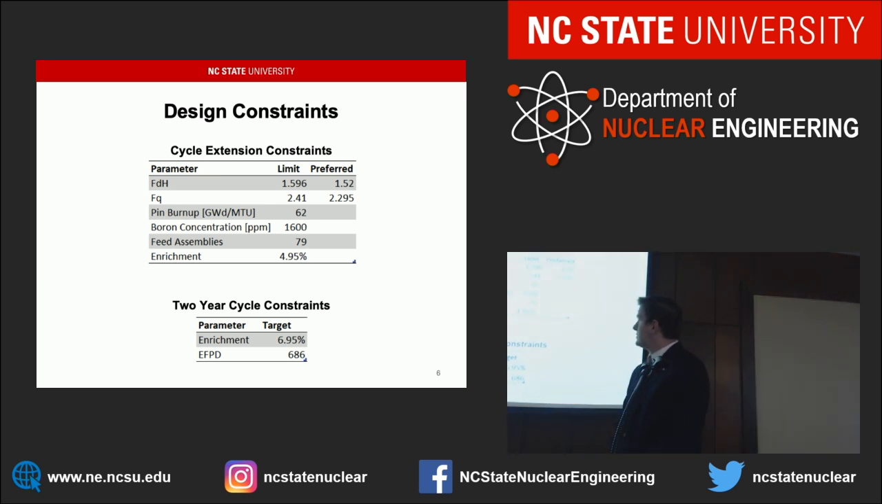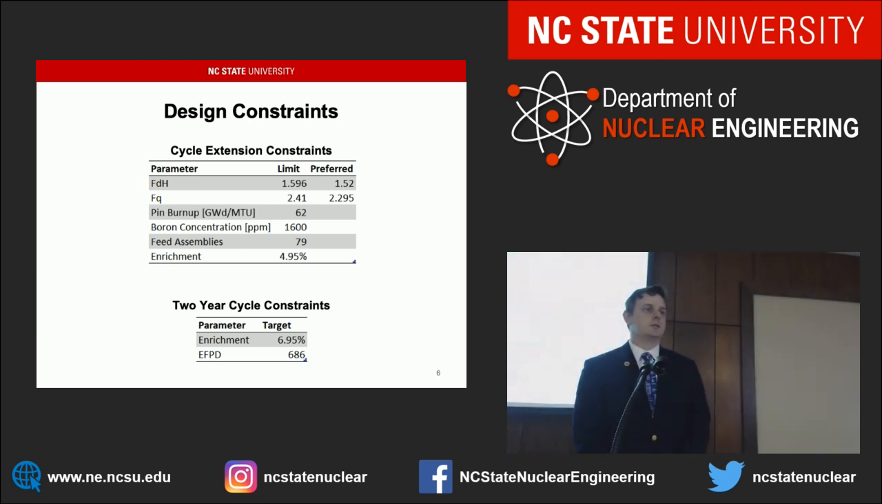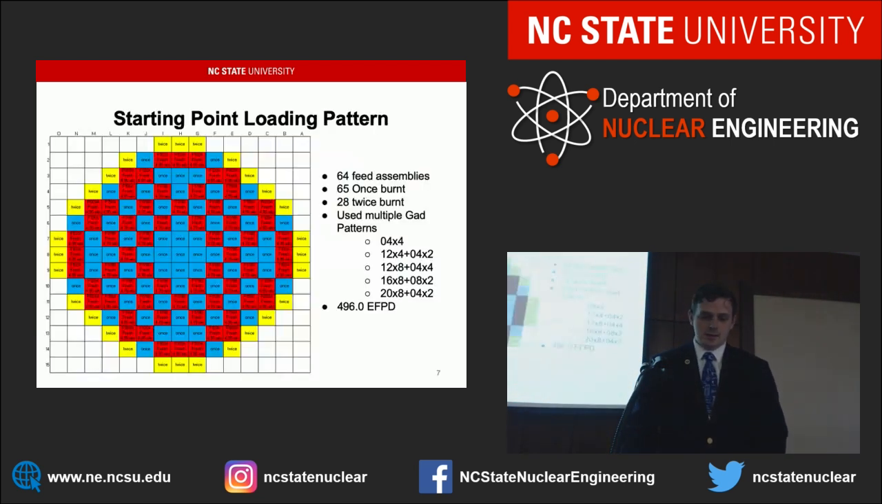Feed assemblies, we could have a maximum of 79 fresh feed assemblies in the core, with an enrichment of 4.95% for our cycle extension, and a limit of 6.95% with our high-enriched design, with a goal of 686 effective full power days, being the two-year cycle design. So this is our starting point.